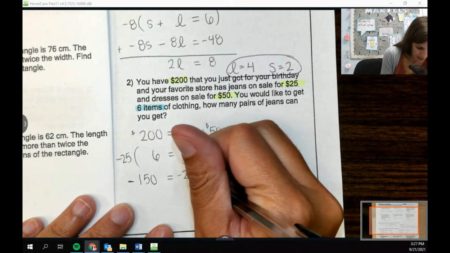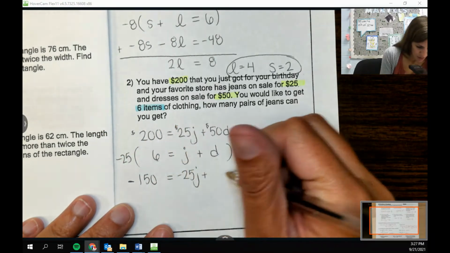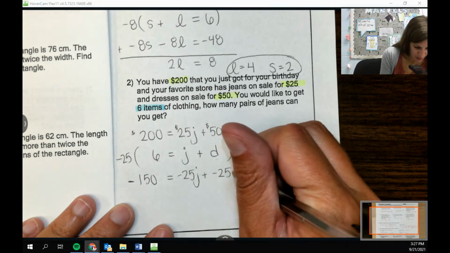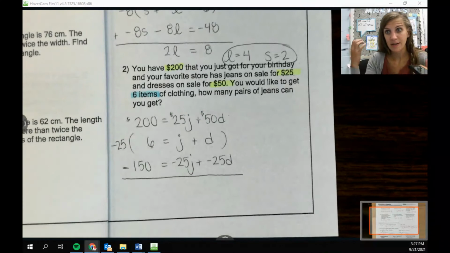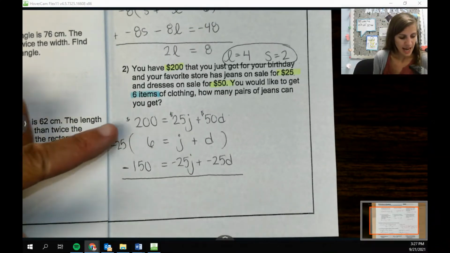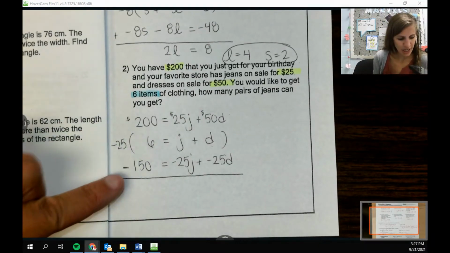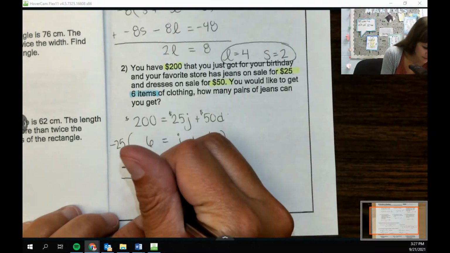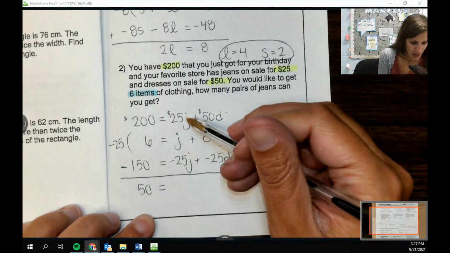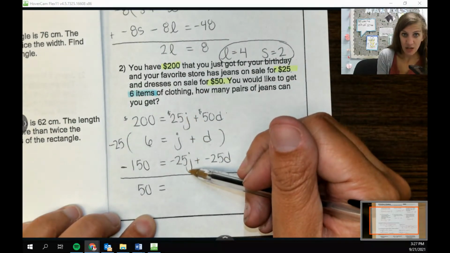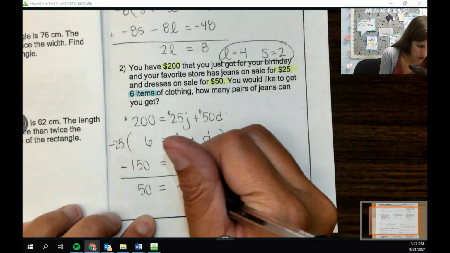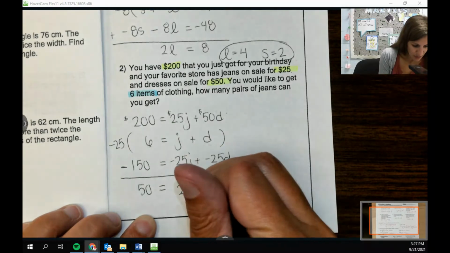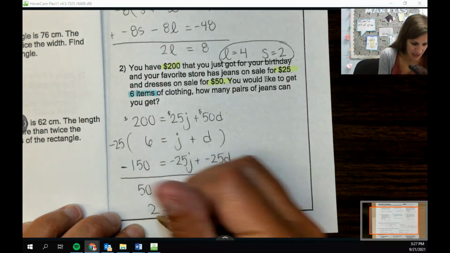And then negative 25j plus negative 25d. I don't know why I put the plus negative. That makes me feel real uncomfortable, but it's already written down, so I can't undo it because I did it in pen like a dummy. Anyways, if we combine these up, 200 and negative 150 is 50. 25j, negative 25j, no j's. 50d minus 25d is 25d. So I can get 2 dresses.